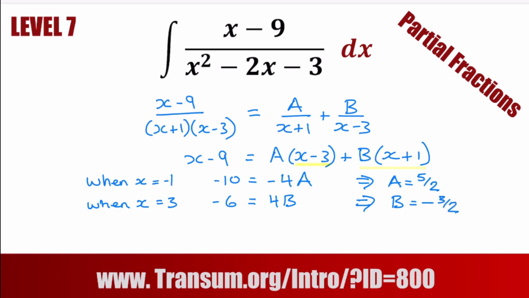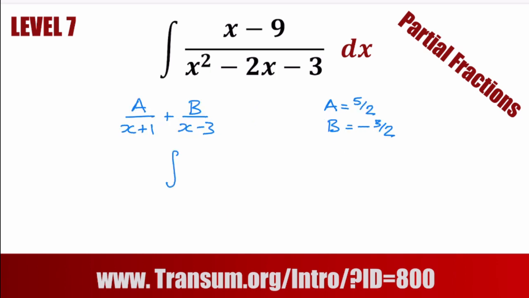So now I can write my integration using the values of a and b that I've just worked out, and have the integration of two separate fractions which I can do independently. So my integration becomes a over x plus 1 turns into 5 over 2 lots of x plus 1, minus the b over x minus 3 becomes 3 over 2 lots of x minus 3.